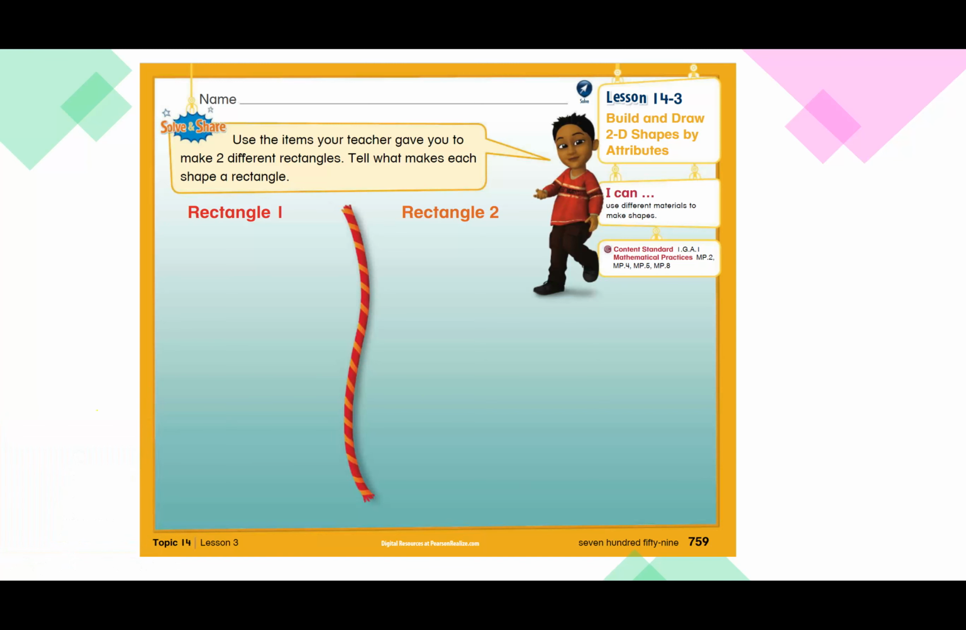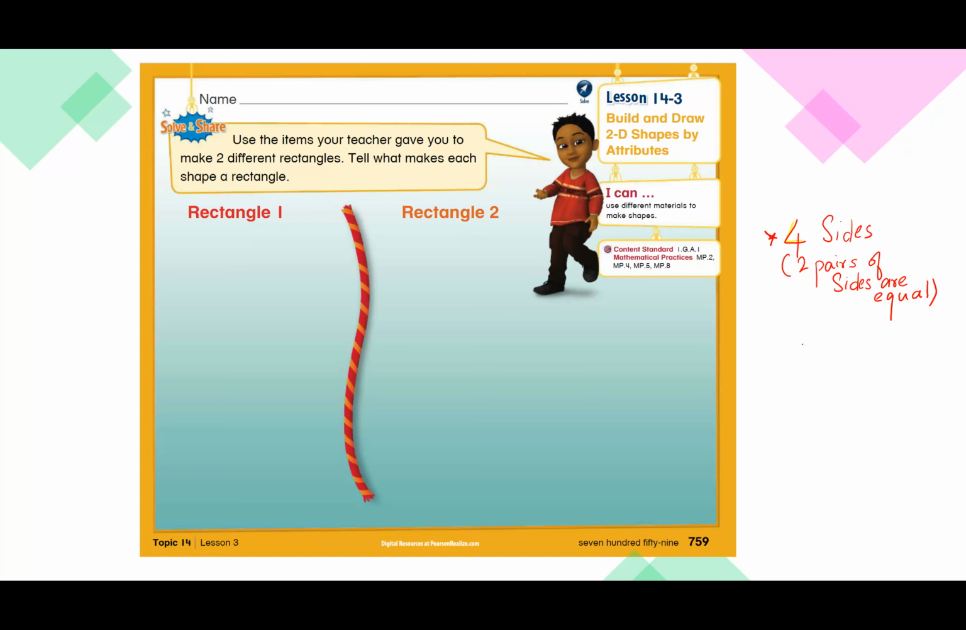We learned that a rectangle is a shape. It has 4 sides, but 2 pairs of sides are equal. Not all the sides are equal in a rectangle. Only 2 opposite sides are equal.